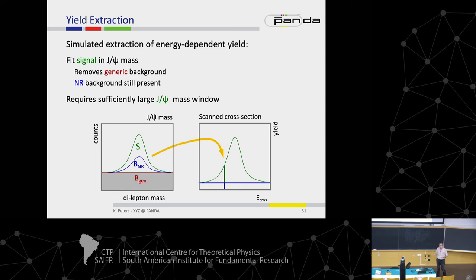And in order to find out now the signal for the X3872, you make a fit for each individual bin of the dilepton mass and look for the yield of J/psi, and then you can completely drop the generic background here indicated in red, and you will get from the non-resonant background some flat blue background in the residual histogram, and then what remains is the signal which you want to investigate. That's a standard technique which is used everywhere, and here you see how this looks.